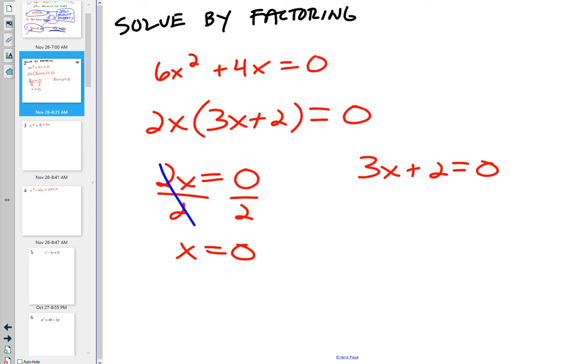Funny story, this morning I had a couple of students who took me up on my offer and came in early to try to get extra help. One of them, I said, hey, take out whatever it is you want to work on. And they said, I didn't get the ones with the fractions.